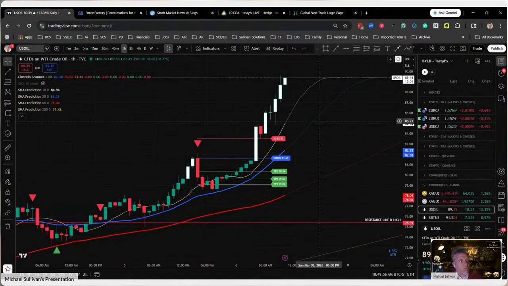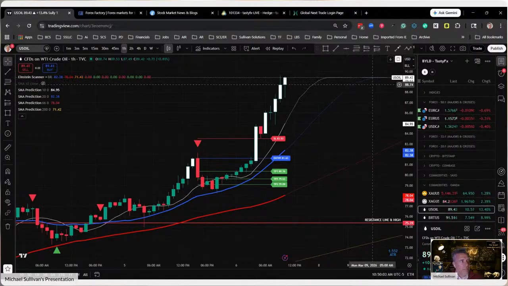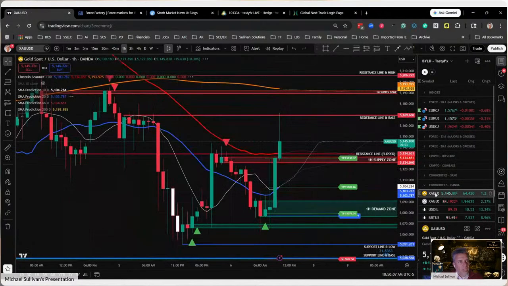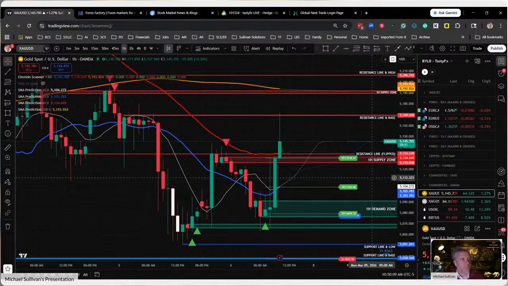Oil did shoot to over 90 and then pulled back. Now it's sticking around 89. We'll see what it does today. But I'm not in on oil right now. That would have been a smart play, but again, it's a balance thing. I'm focused on growing it in gold.